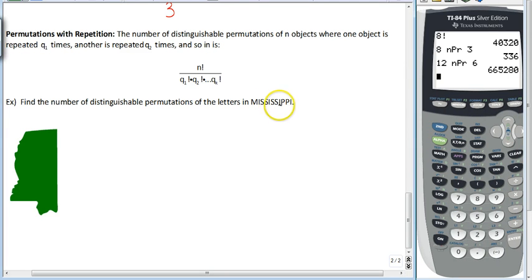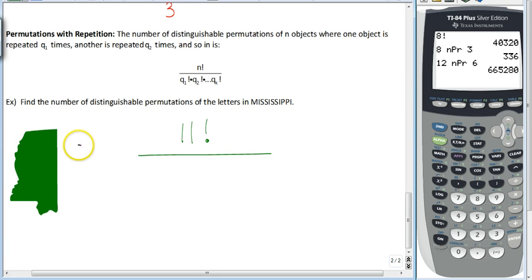There are 11 letters in Mississippi, so we have 11 factorial. So we have 11 opportunities for the first letter, 10 opportunities for the second letter, all the way on down the road. 11 times 10 times 9, and so on, is 11 factorial. Over now the repeated letters.